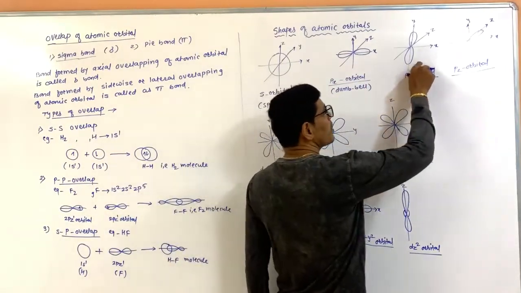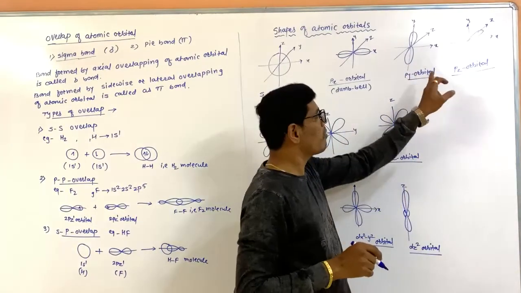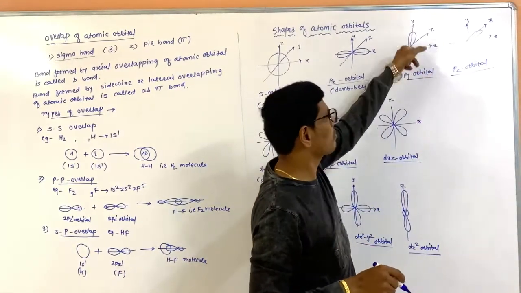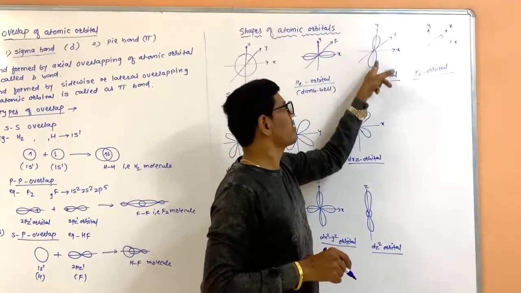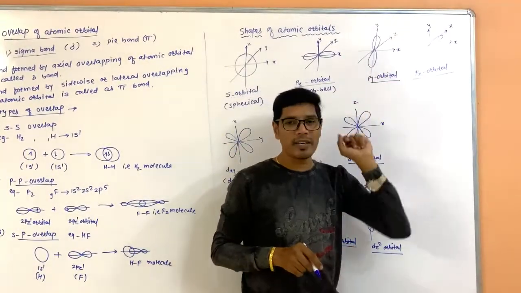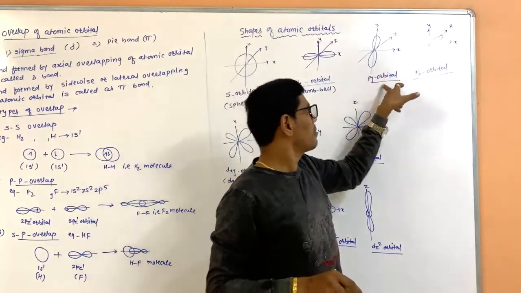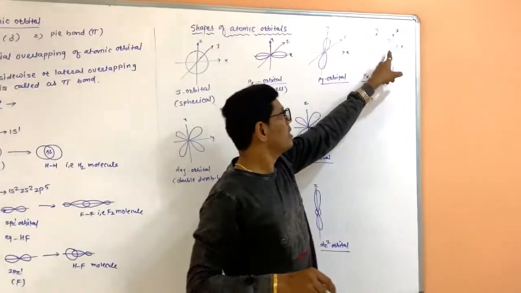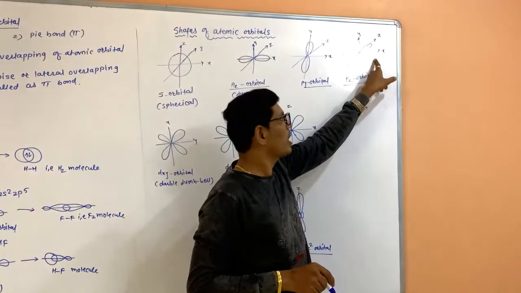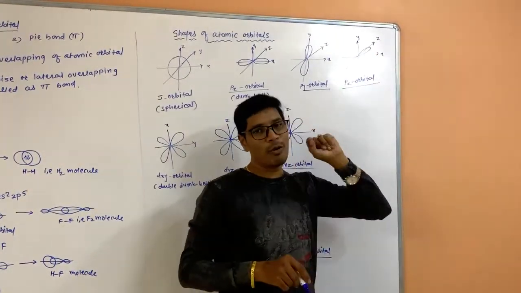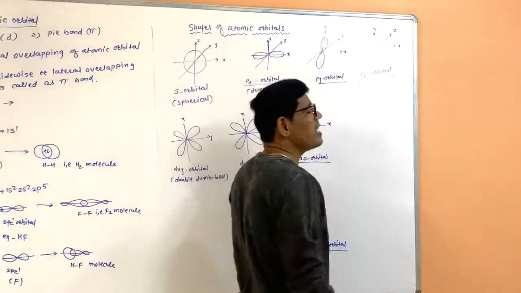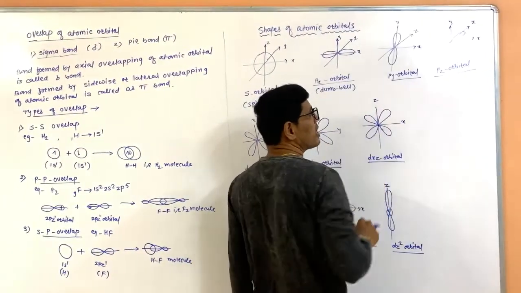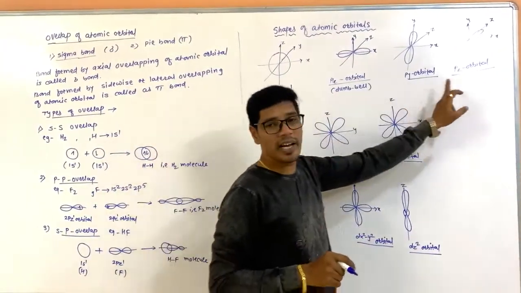Now see the second one, this is the Py orbital. Why is it the Py orbital? Because the dumbbell is formed, or the lobe is present, along the y-axis. Suppose this is the y-axis. Along that y-axis, the lobes are present. That means this is the Py orbital. And the last one is the Pz orbital. Its lobe is oriented along the z-axis, or the dumbbell occurs along the z-axis. That's why this is called Pz. That means Px, Py, and Pz.